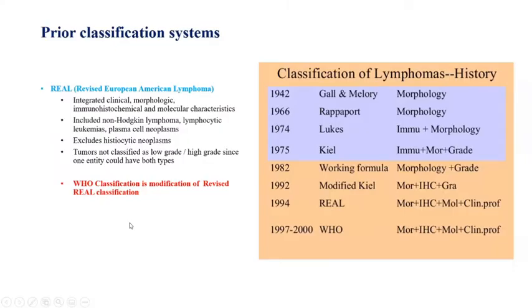Now I am coming to lymphoma. There are so many classifications right from 1942. Earlier, all the classifications were based on morphology and immunohistochemistry. Presently we are using the WHO classification. You should know this. The WHO classification is a modification of the REAL classification. REAL is the Revised European American Lymphoma classification.